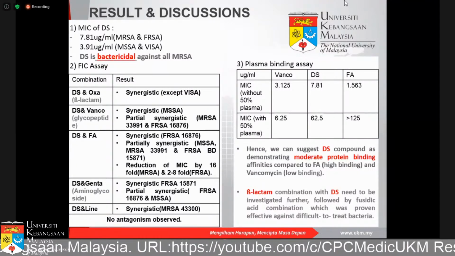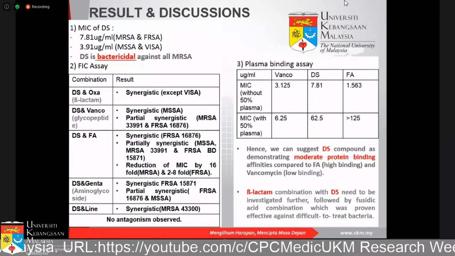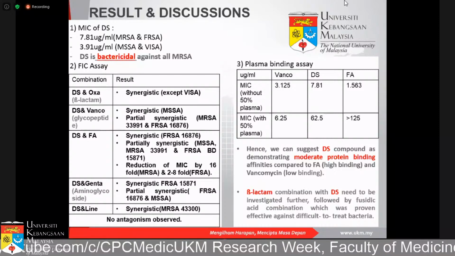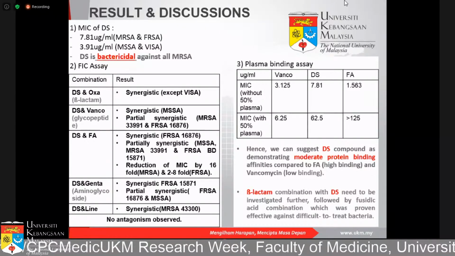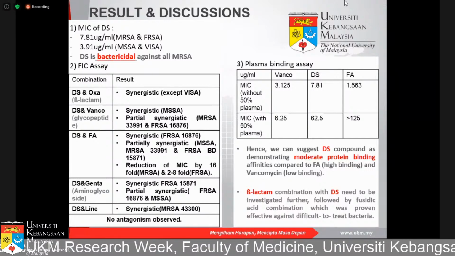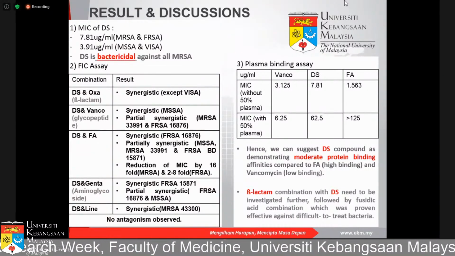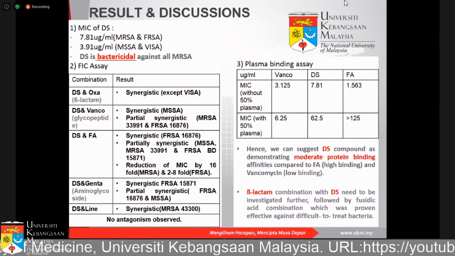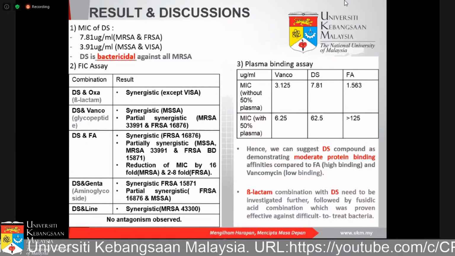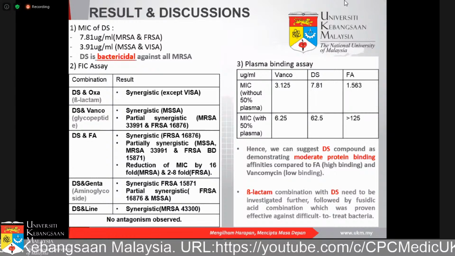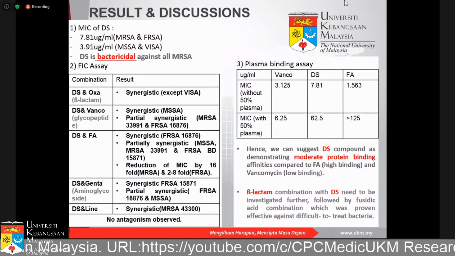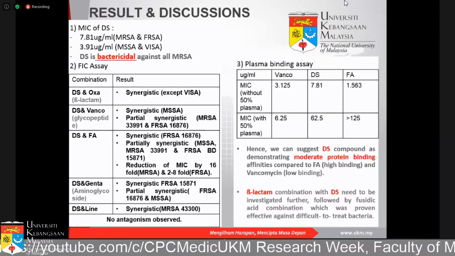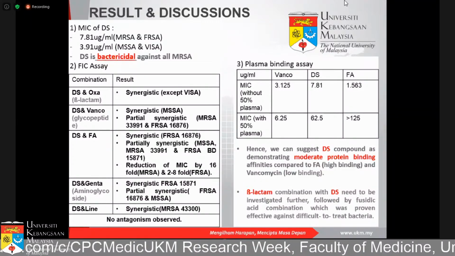The next combination is DS and fusidic acid. In this research, we are using fusidic acid-resistant Staphylococcus aureus. The outcome of synergistic and partial synergistic against the FRSA strain showed there is a light that the DS compound can act as an adjuvant to fusidic acid, as well as to treat the difficult-to-treat pathogen, which is FRSA as well. Because if you can see, the reduction of the MIC is by 16-fold for MRSA, which is a very high reduction, and 2 to 8-fold for FRSA strains. And the DS and gentamicin combination shows synergistic for FRSA and also partial synergistic for FRSA and MSSA.